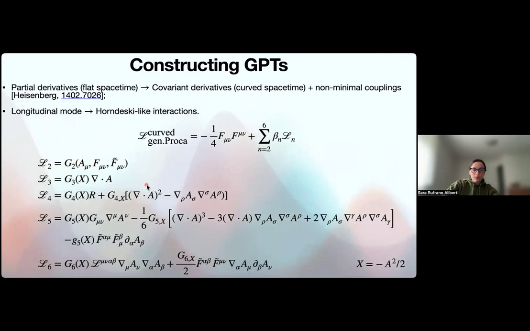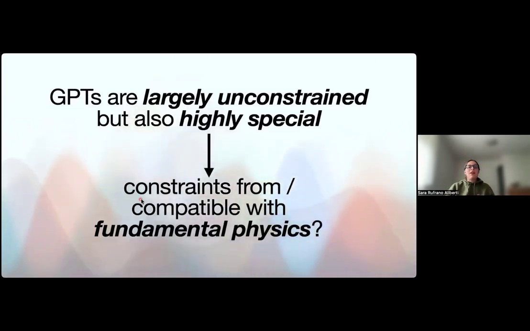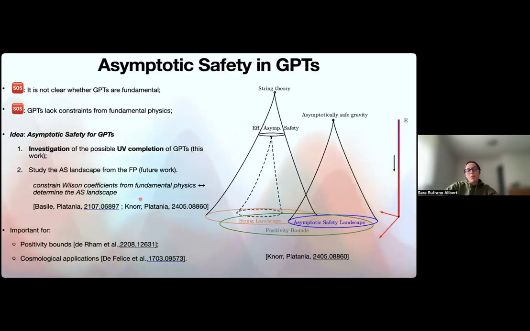So, as I was saying, there are a lot of interaction couplings appearing here, and in particular, I mentioned before that they are partially constrained by data and positivity bounds. But what about constraints from fundamental physics? I mean, these theories are unconstrained in some ways, and they are highly special due to the requirements in order to get generalized Proca theories. So we wondered if these theories are compatible with fundamental physics. Can these theories be constrained by fundamental physics? And that's the problem we want to tackle.